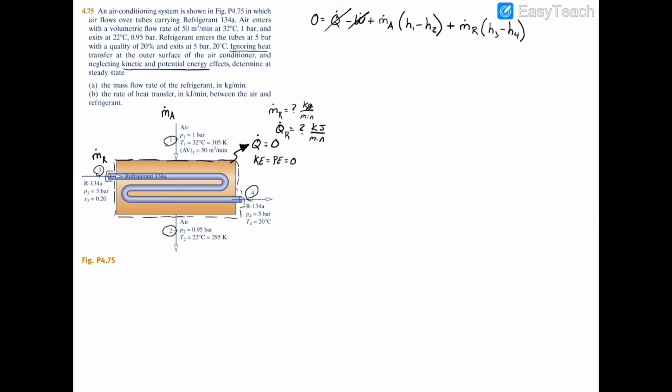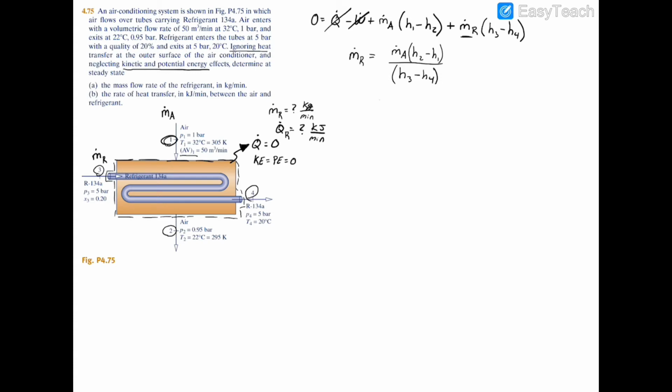And recall that the whole purpose of why I'm doing this energy balance is actually to find the mass flow rate of the refrigerant. So we're looking for this unit right over here. So what I'm going to do is I'm going to rearrange this expression for m dot R. And when you do, you'll have that m dot R equals the mass flow rate of the air times the difference of H2 minus H1, notice the swap there, divided by H3 minus H4. So now to find m dot R, we need a few things. We need m dot A as well as the 4 enthalpies at each inlet and exit.